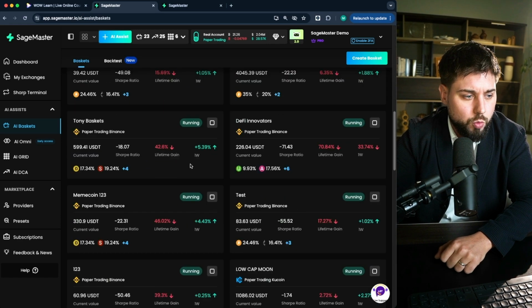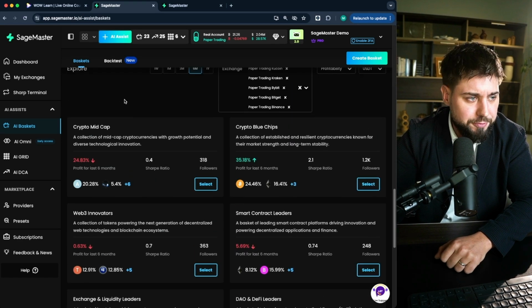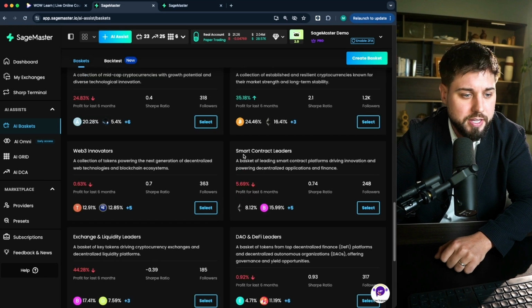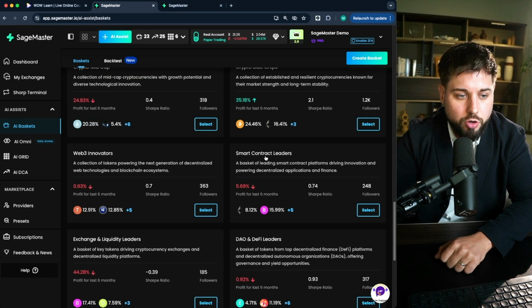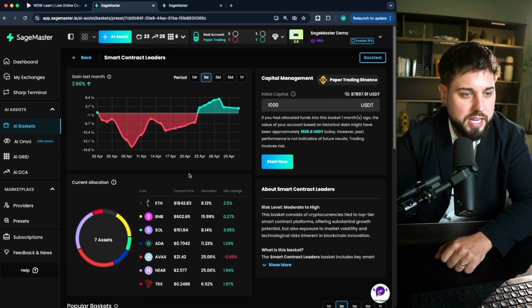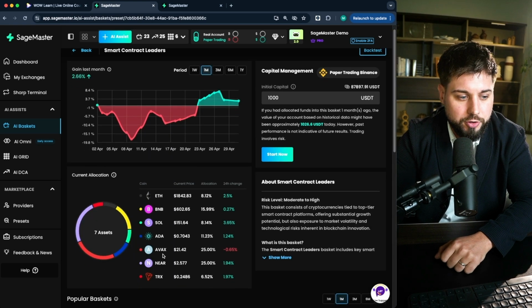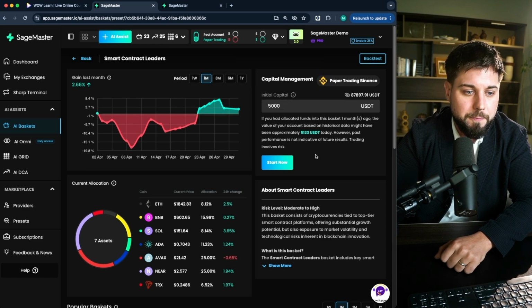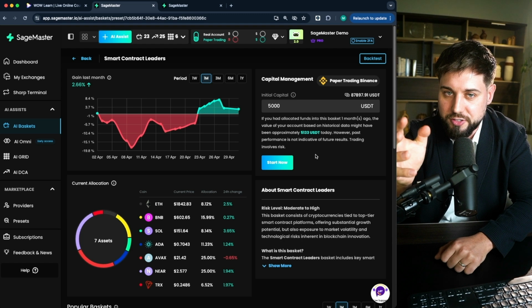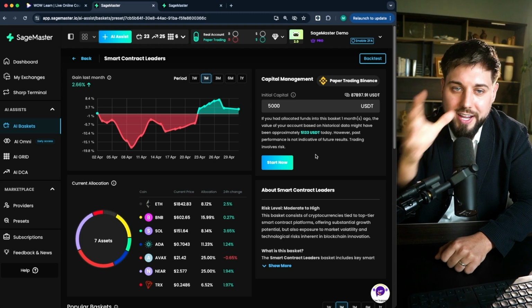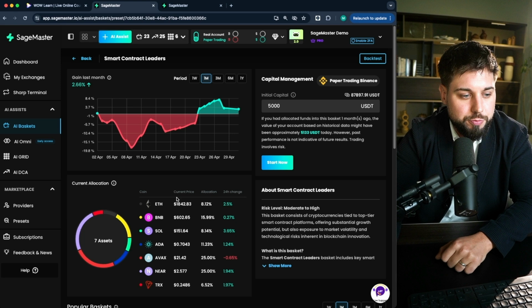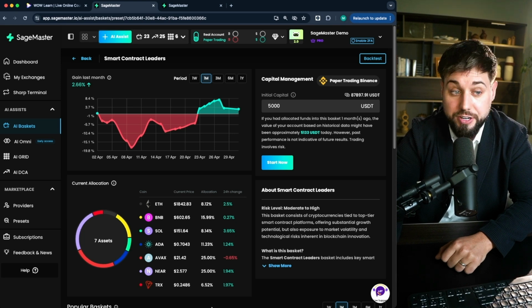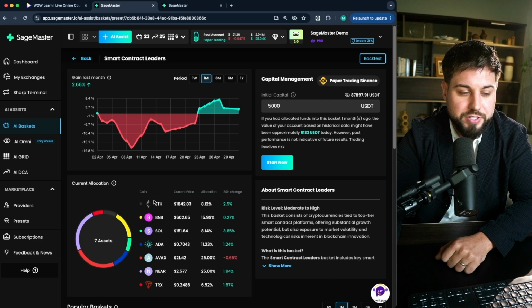As we scroll down, we have a bunch of different baskets of tokens. I'm going to show you, for example, the smart contract tokens. In this basket, you can see there is Ethereum, BNB, Solana, Cardano, AVAX, Monero, and Tron. If you were about to start, let's say with 5,000 USDT, you're now investing in SageMaster, this 5,000 on your own exchange, AI will just distribute into these tokens with this particular allocation. So 5,000 will be 8% in Ethereum, 16% BNB, 8% Solana, 11.2% Cardano, ADA, etc.